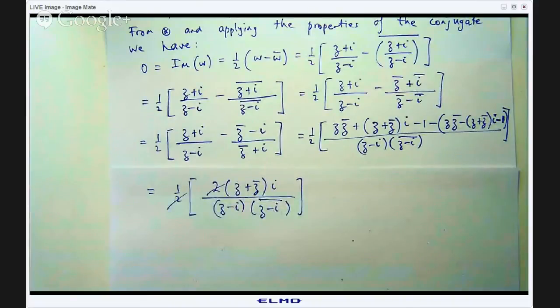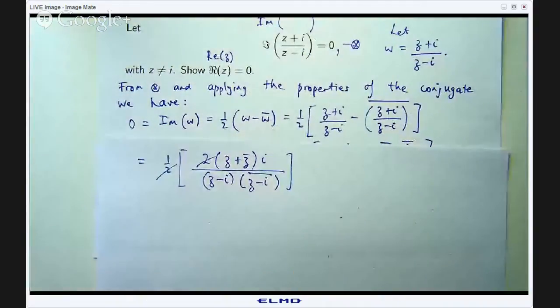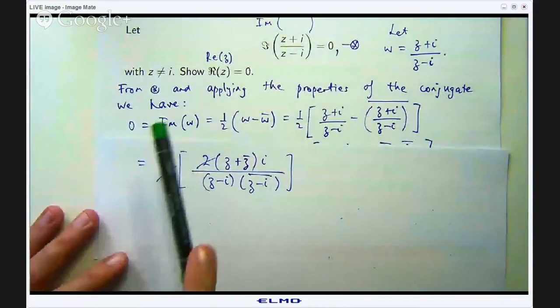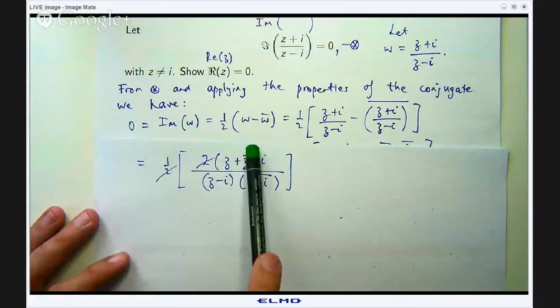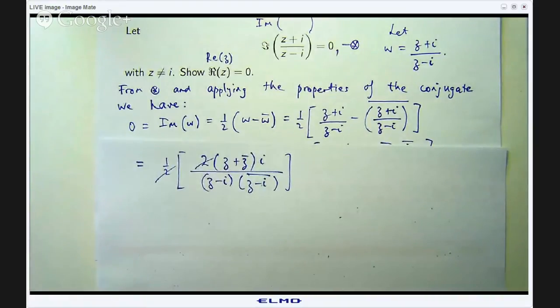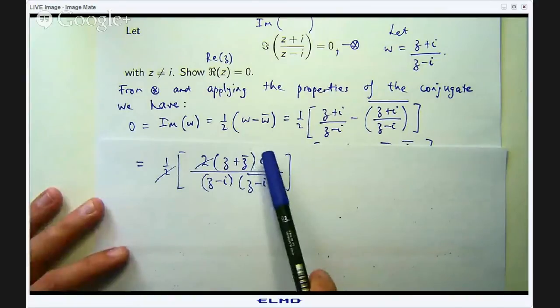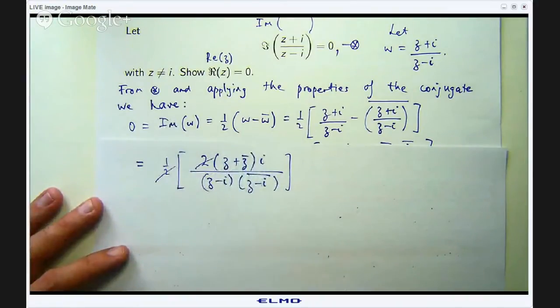Now let's see where we are. We've done a lot of calculations here, and we've got down to the following. We've got 0 equals Z plus Z bar, all bracketed, times I, all over some real number. Okay, so what this means is that this thing here has to be 0, right?